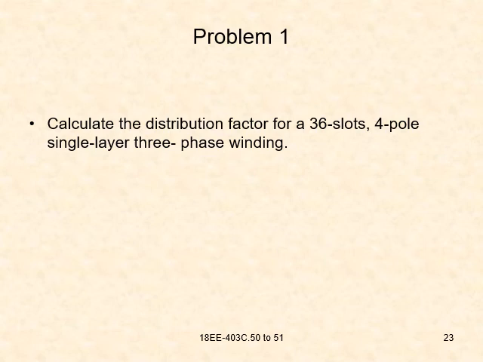Now we'll move on to a problem. Calculate the distribution factor for a 36 slots, 4 pole, single layer, 3 phase winding. So now we'll calculate the distribution factor Kd.